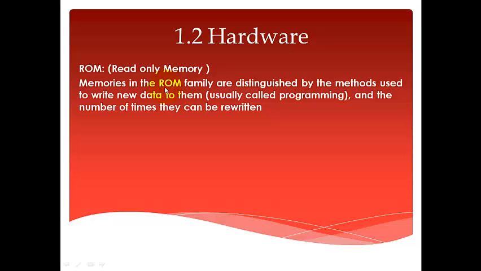The memories in the ROM family are distinguished by the method used to write new data on them, usually called programs, and the number of times they can be rewritten. See, what is the classification? How can a classification be done on ROM? They use various techniques to write a program on ROM. Based on the technique, they can classify the ROM, and based on the number of times they are able to reuse or rewrite the programs on the same ROM, we have a classification.